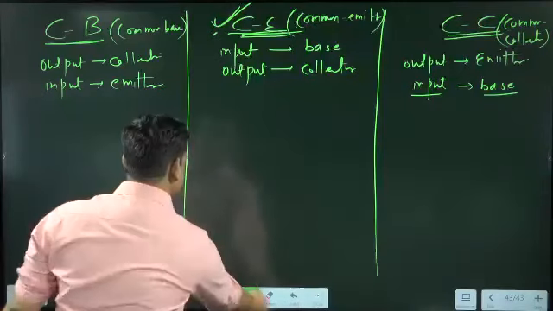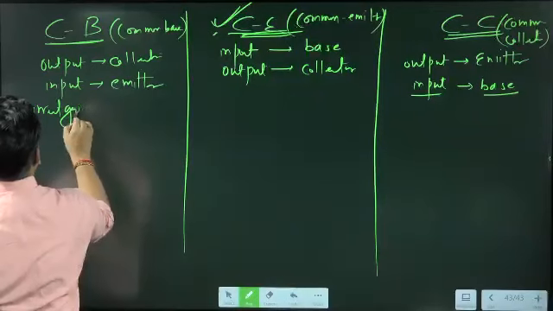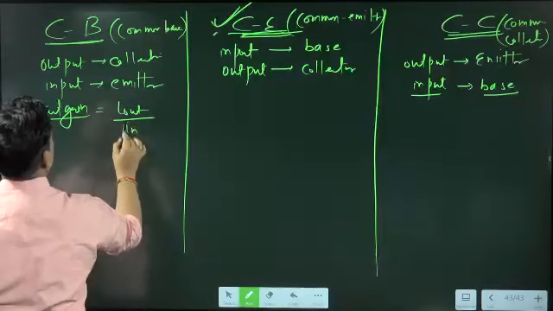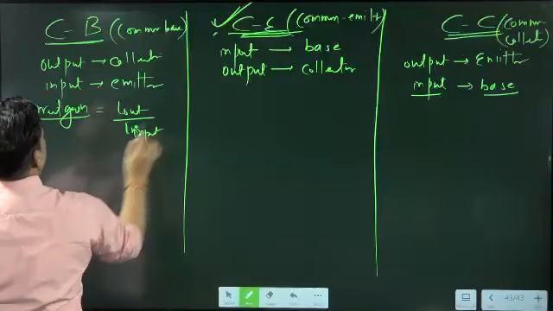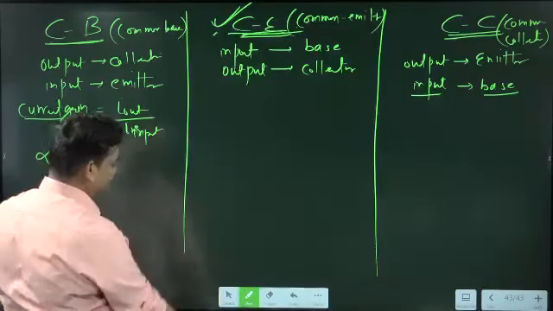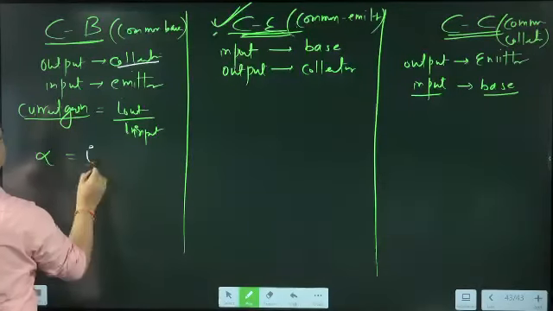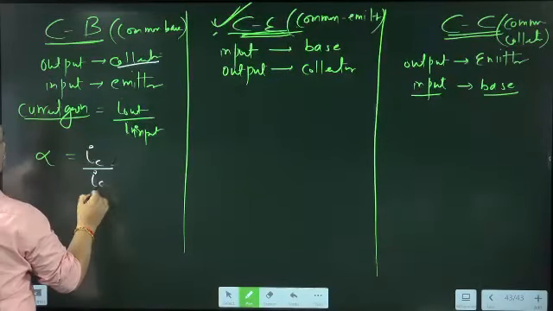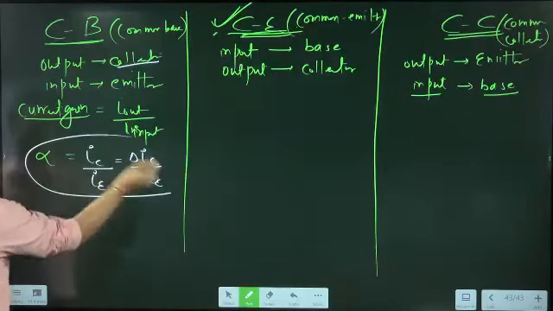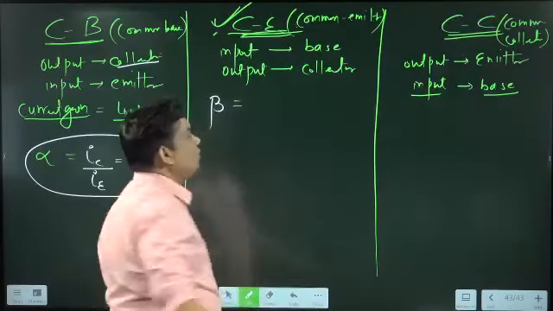Now the current gain. Current gain, for any type of gain, is always output current by input current. This is known as alpha. So alpha equals output current divided by input current. The output current here is the collector current, so IC divided by IE, or we can write delta IC by delta IE. This is the formula of alpha. For the next one we say beta. Now what is the output?